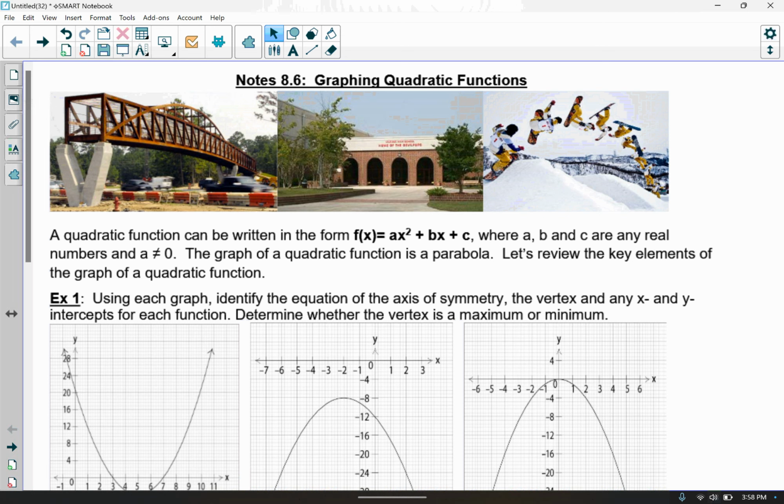Hi there. So in this video, we're going to talk about graphing quadratic functions. As you recall, a quadratic function is of this form: ax squared plus bx plus c, where a, b, and c are just numbers, and the a can't be equal to 0 because you've got to have that square term. A quadratic function, when it's graphed, should always look like a parabola.